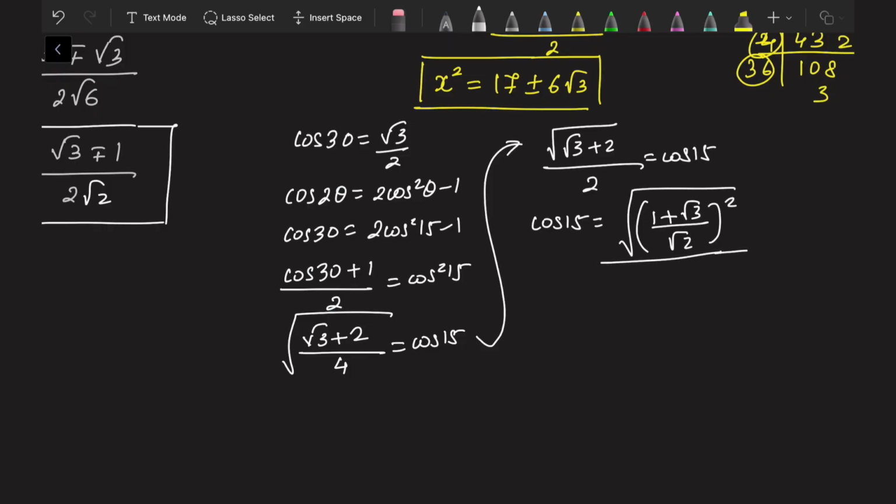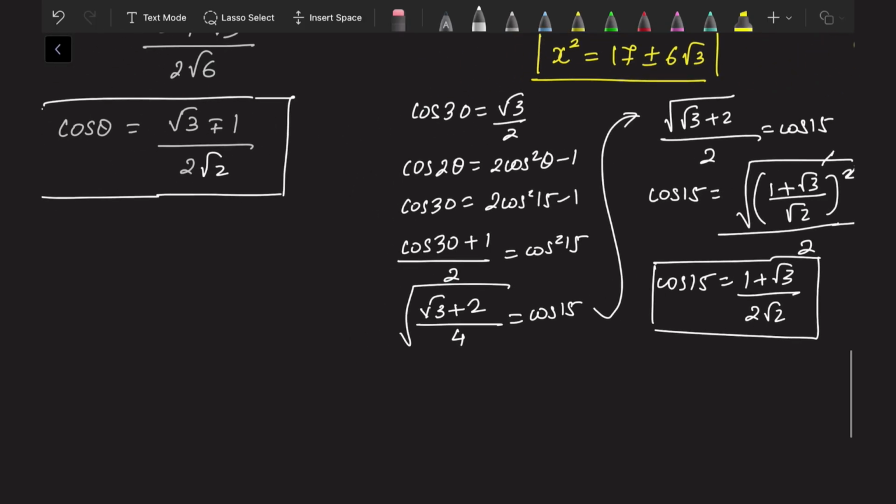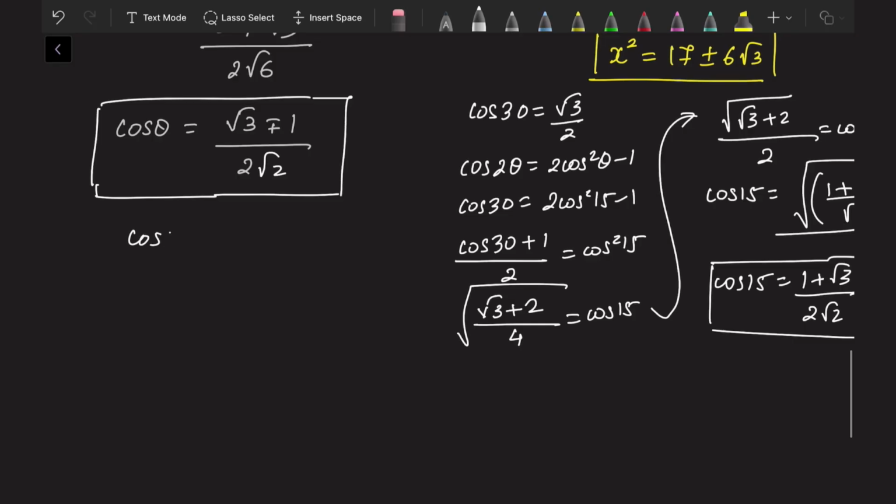This thing just condenses and becomes root 3 plus 2. In the division we have 2. So square and square root will cancel out, and finally we'll have the value (1 plus root 3) upon 2 root 2. This is the value of cos 15, and obviously it is one of the values in our particular question. So cos theta, if we go with the plus sign, is (root 3 plus 1) upon 2 square root of 2, and therefore theta will come out to be 15 degrees.